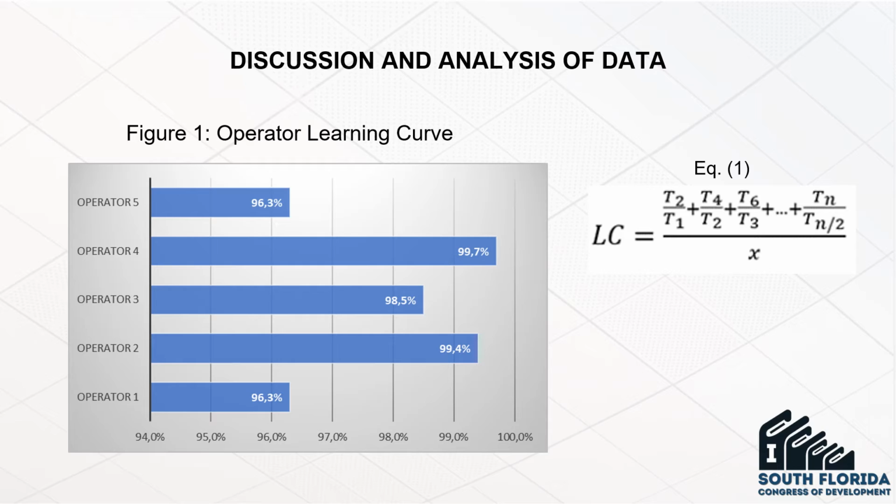This figure shows us the learning curve of all operators. We could get the learning curve with the times, so T1 is the time to produce the first part, and T2 is the time to produce the second part. We can see it in equation 1, and so on. Thus, the more time collected, the more accurate the result will be.